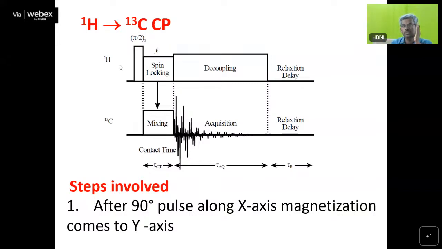Because H0, which is the applied magnetic field, is along the z-axis and the pulse is applied along the x-axis, the resultant will be mutually perpendicular to the x and z axes. That is why it comes to the y-axis.